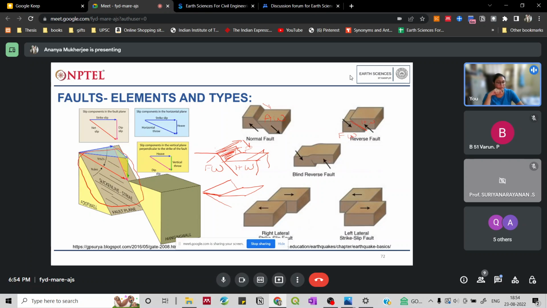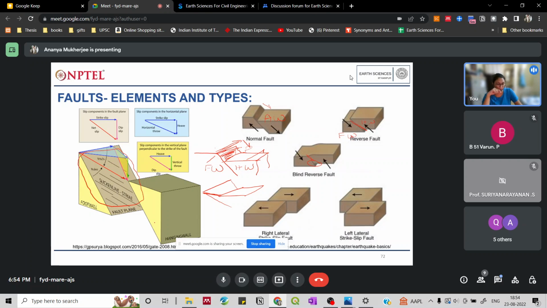Okay, a blind reverse fault is when the breakage or the deformation has only happened below, and on top you just see a kind of curvature that has been formed due to this fault. This fault plane has not reached the top, so this is a blind reverse fault.